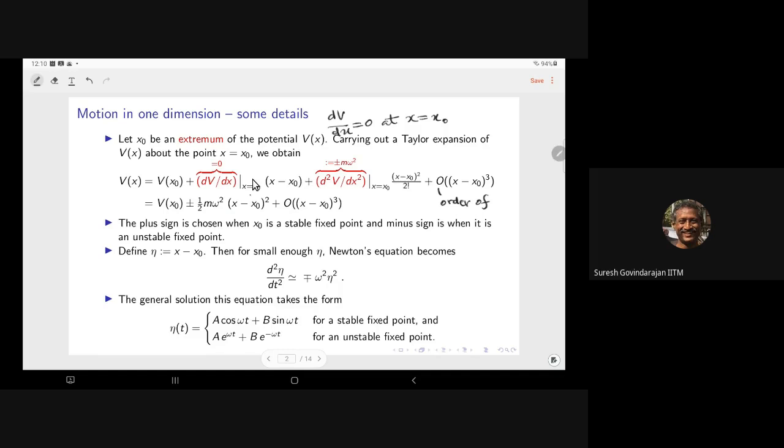So our idea of a stable fixed point is that the plus sign works, so there will be harmonic motion, and the minus sign if it's an unstable fixed point. This easily follows. Sometimes it's easy to change variables to eta, which is the Greek symbol eta. We define that to be x minus x naught, and throwing away this term, we can see that for small enough eta, Newton's equation just becomes d square eta by dt square equal to minus or plus omega square eta. So if it is plus here, it becomes minus.